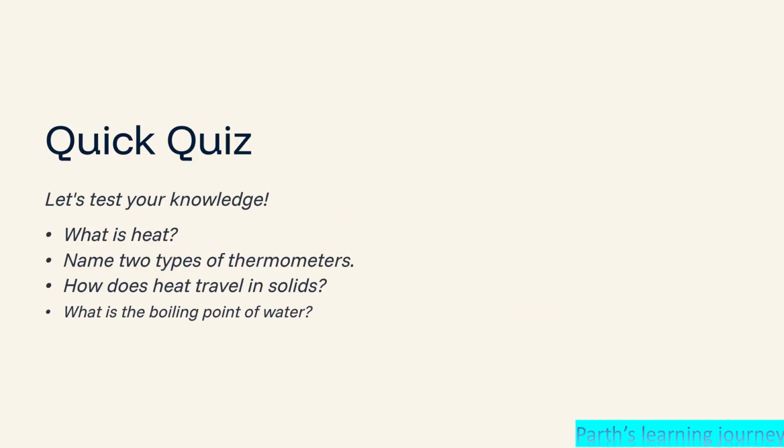Here we end our chapter. Let's start with a quick quiz. Let's test your knowledge. First question, what is heat? Second question, name two types of thermometers. Third, how does heat travel in solids? And the fourth, what is the boiling point of water? So please think and answer it. For the correct answers, check the description below. All correct answers are given in the description.